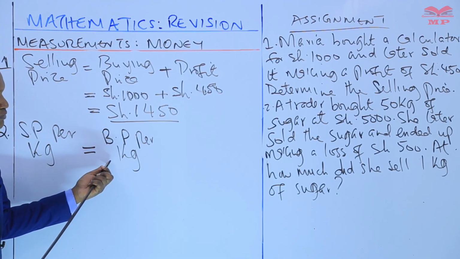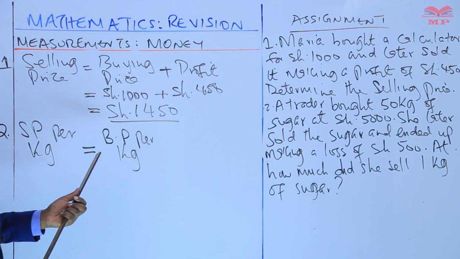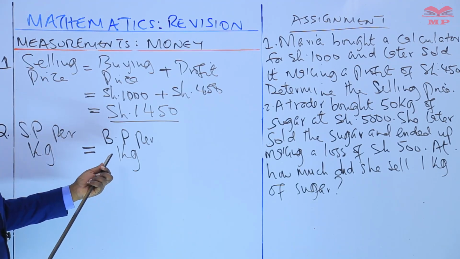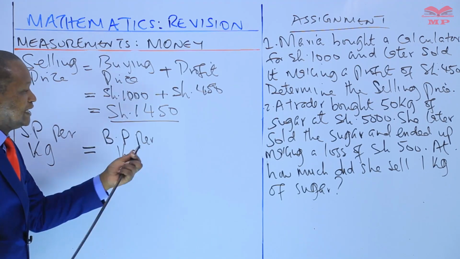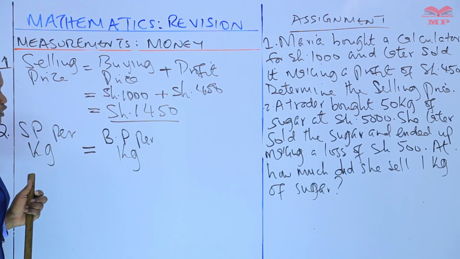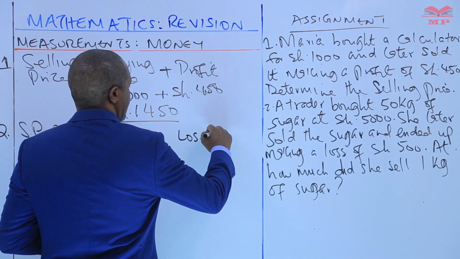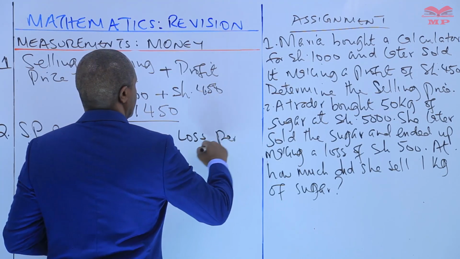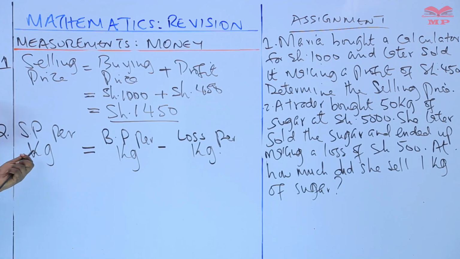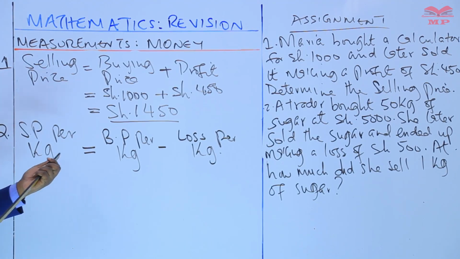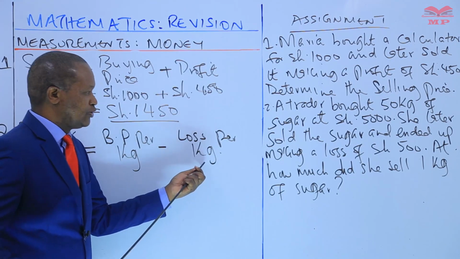Buying price per kilogram. And here, candidates, we see that she made a loss, meaning that the buying price was less than the selling price. So we are going to subtract the loss per kilogram. So selling price per kilogram is equal to the buying price per kilogram minus loss per kilogram.